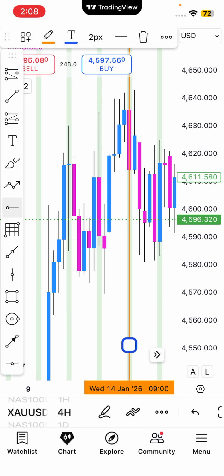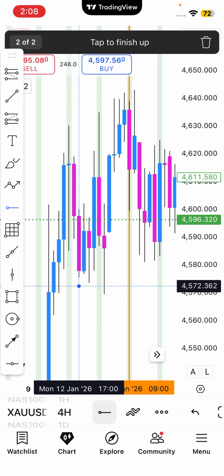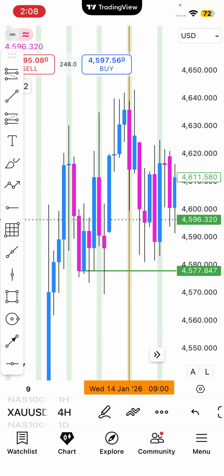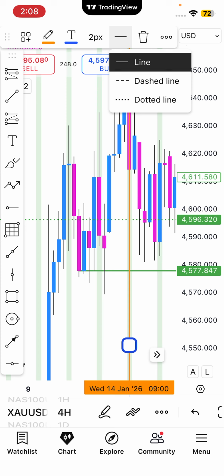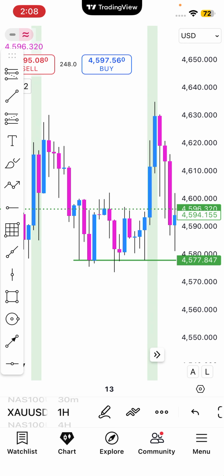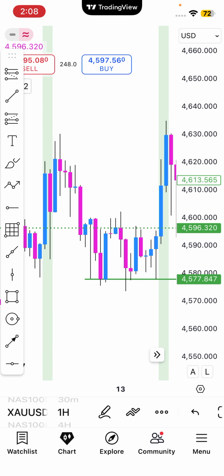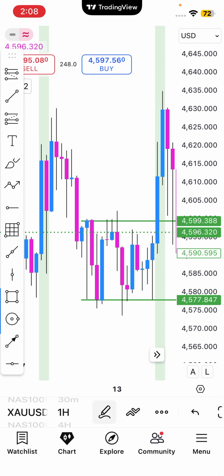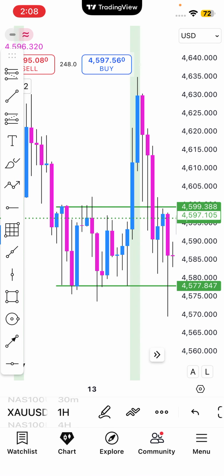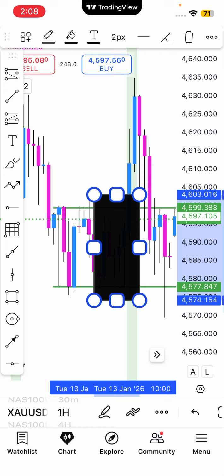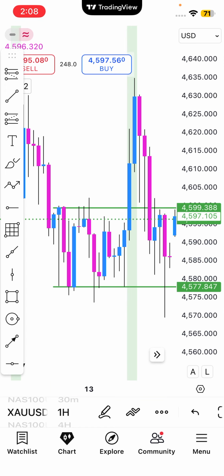Okay, so this was Tuesday. I just marked this support here before price got to New York. So price is bullish still, so I'm still looking for buys on Tuesday. Now I go to the 1 hour, and I noticed that on the 1 hour, price is now bearish, right? So I need to find a flip in this area here. So I need price to flip bullish.